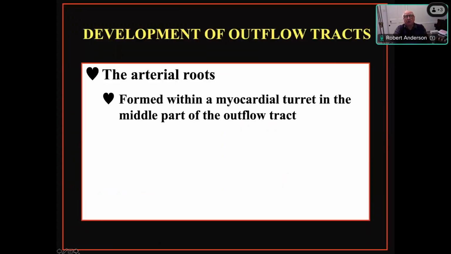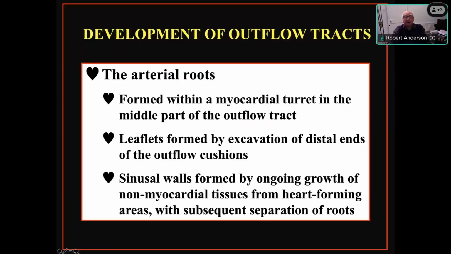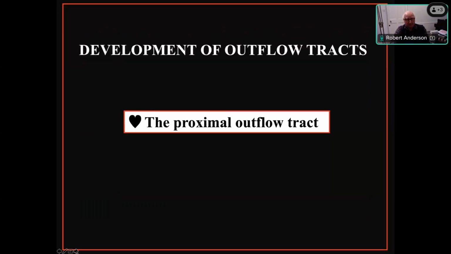So those arterial roots are formed within initially a myocardial turret. The leaflets are formed by excavation of the outflow cushions, and then there is ongoing regression of that distal myocardial border, with still further material coming in, part-forming areas, to form the walls of the arterial valvar sinuses. And they then separate from each other, so no longer is there a septum between the arterial roots.